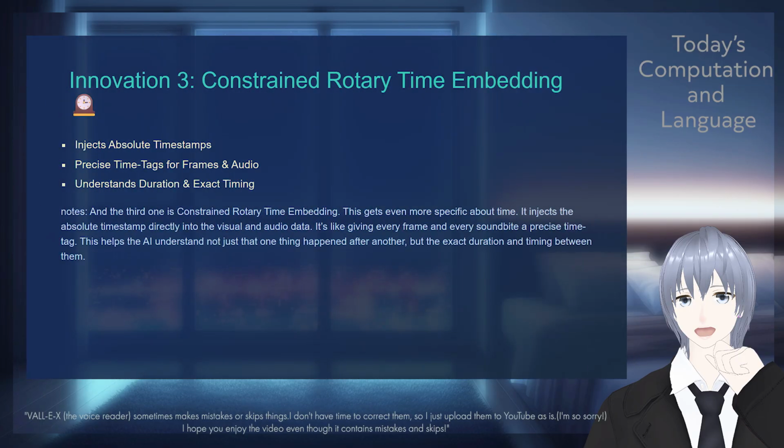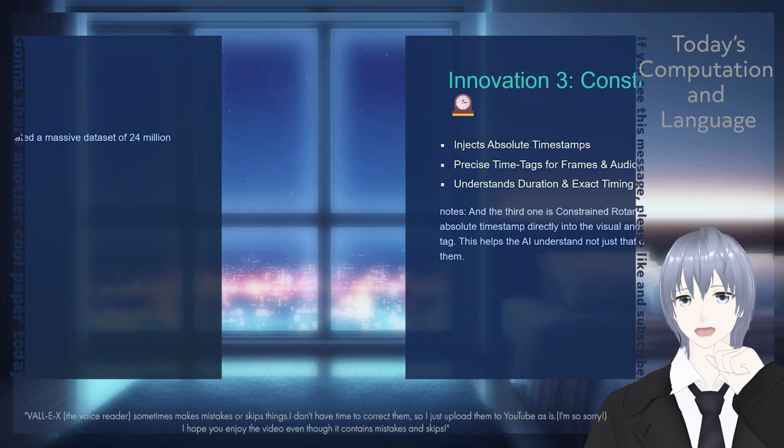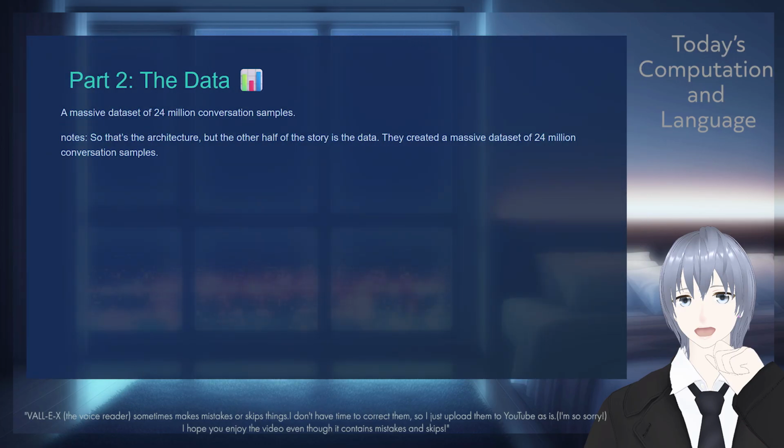And the third one is constrained rotary time embedding. This gets even more specific about time. It injects the absolute timestamp directly into the visual and audio data. It's like giving every frame and every soundbite a precise timer. This helps the AI understand not just that one thing happened after another, but the exact duration and timing between them. So that's the architecture, but the other half of the story is the data.